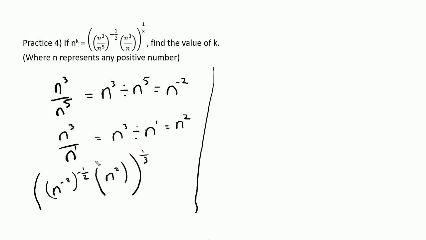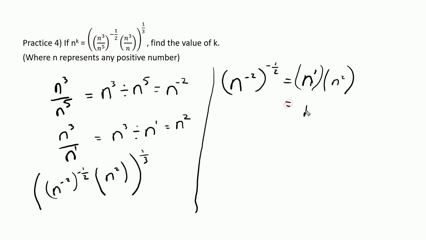So now we simplify what's in here. So we want to look at the n to the minus 2 to the minus a half first of all. So again, you just times across the brackets, which will give you n to the minus 2 times minus a half, which is of course just 1, times by n squared. So this is the same as saying n to the 1 times n to the 2. It's a times, so you just add the powers and you end up with n to the 3.